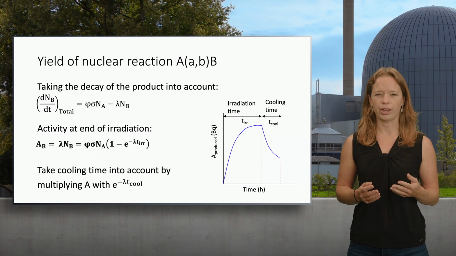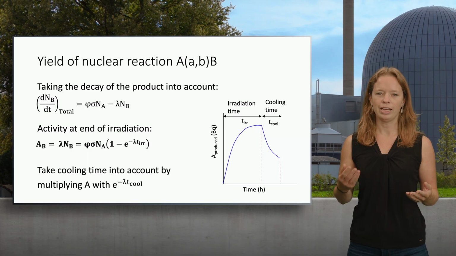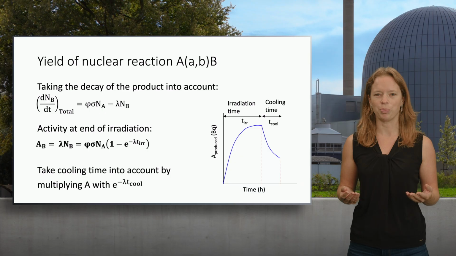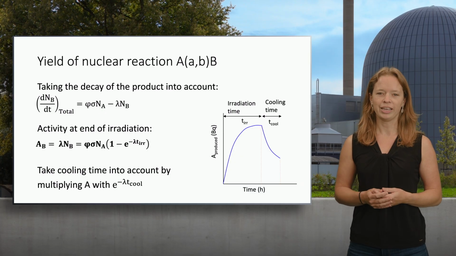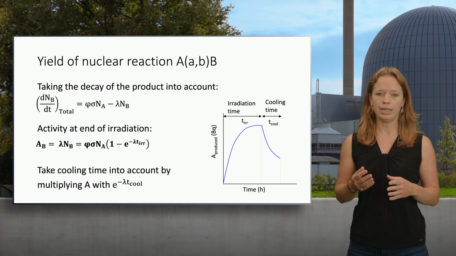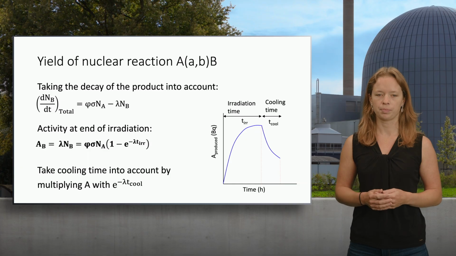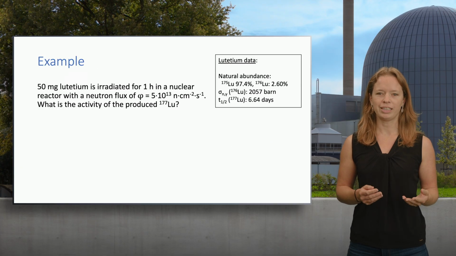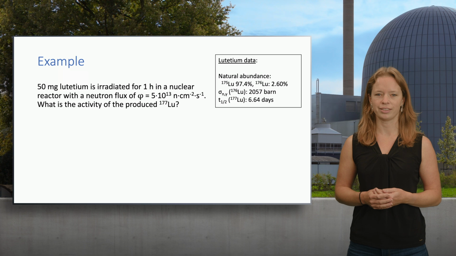Sometimes there is a bit of time between producing your radionuclide and using it, for example, for medical purposes. The activity you have left after this cooling time can be calculated by multiplying the activity at the end of irradiation with e to the power of negative lambda times the cooling time. We'll now use what we've learned in this lecture to solve the following exercise.